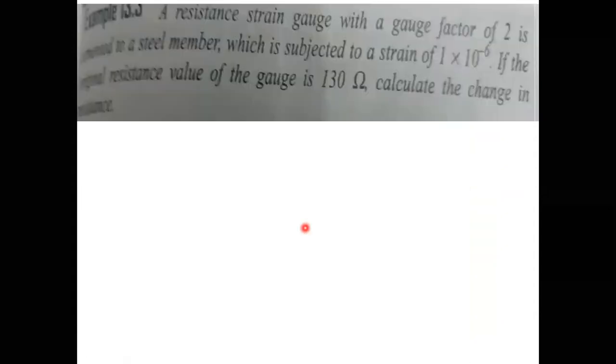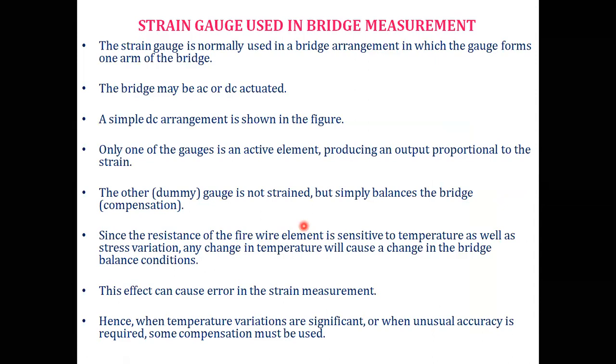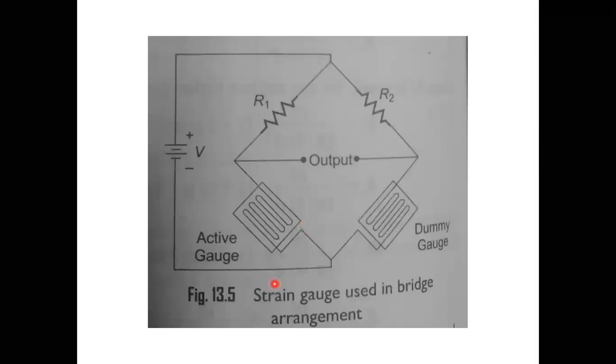This is the derivation part. This derivation part is given in your textbook. I will tell some other easy way for that derivation part. This is the bridge arrangement of the strain gauge here. This is the dummy gauge. This is the actual strain gauge, active strain gauge. This is the output. How much change in resistance can be obtained by this? By using this meter, we can obtain what is the change. This is a voltmeter connected for this bridge circuit.